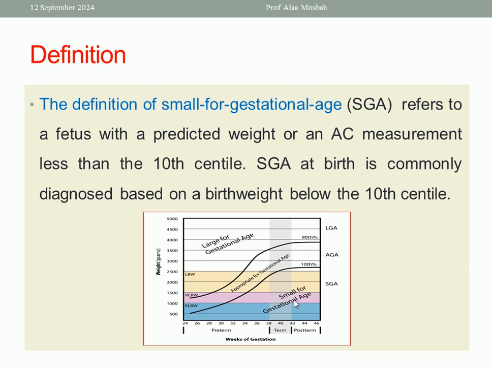Small for gestational age at birth is commonly diagnosed based on birth weight below the 10th centile. So if the baby is already delivered and the birth weight is below the 10th centile, this is also small for gestational age. Okay? But during antenatal care, you should depend on the predicted weight or estimated fetal weight or abdominal circumference by ultrasound. If it is below the 10th centile, we call it small for gestational age.